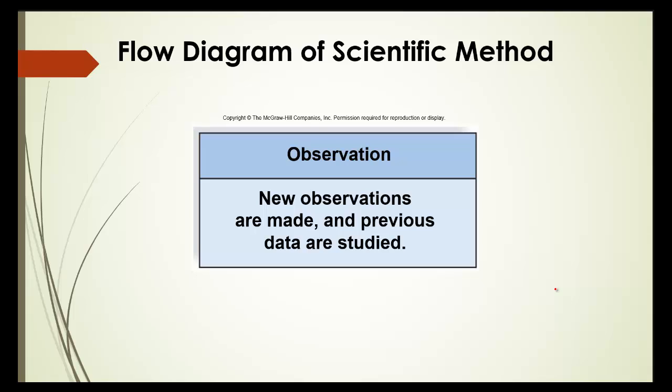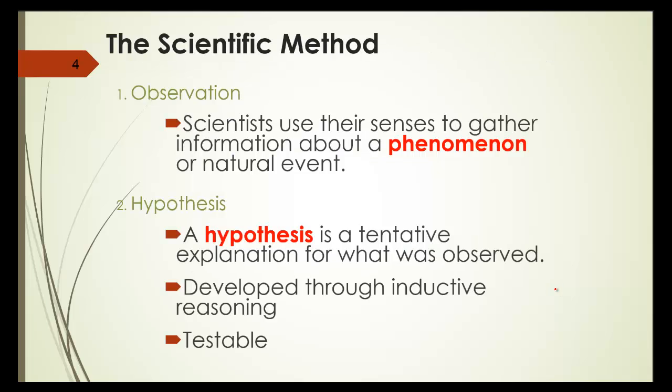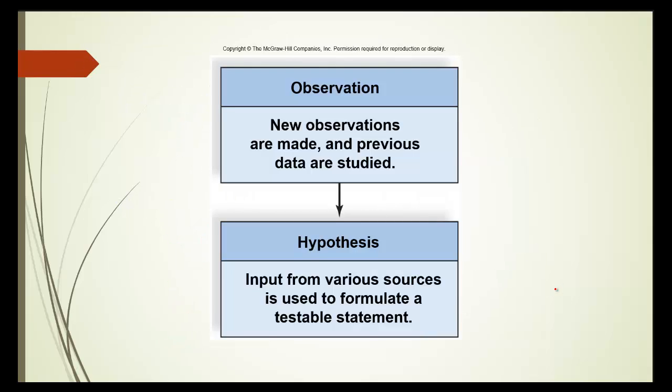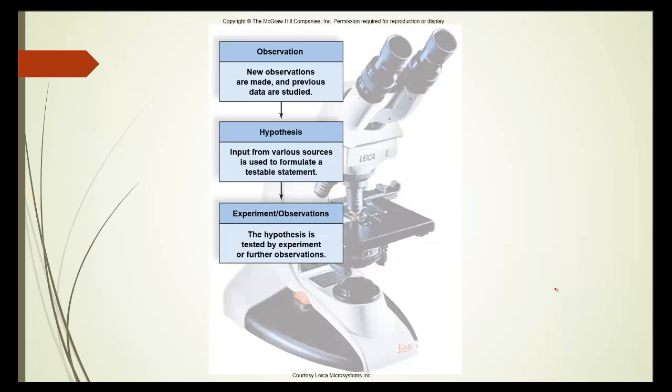During the observation phase, new observations are made and previous data are studied. Scientists use their senses to gather information about a phenomenon or natural event, and then they develop a hypothesis. A hypothesis is a tentative explanation for what was observed. This is developed through inductive reasoning and is very testable, as input from various sources is used to formulate a testable statement.